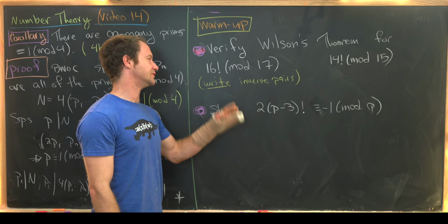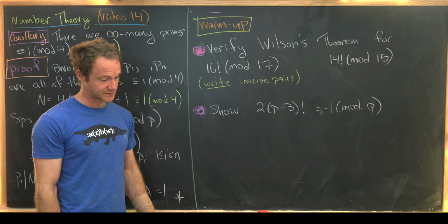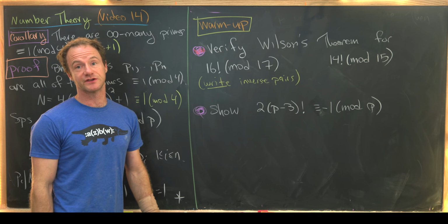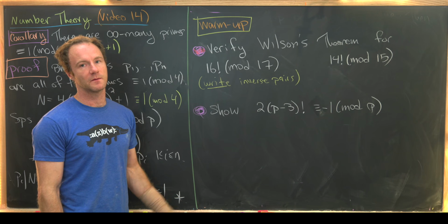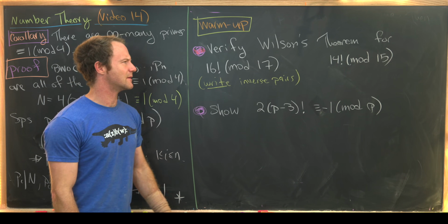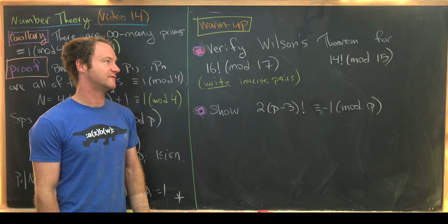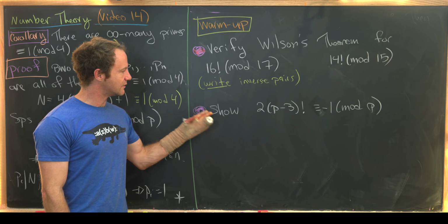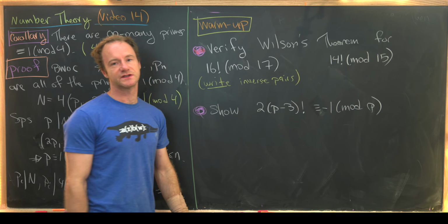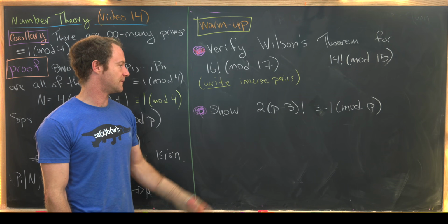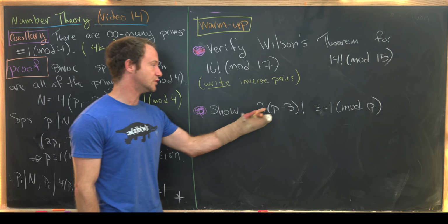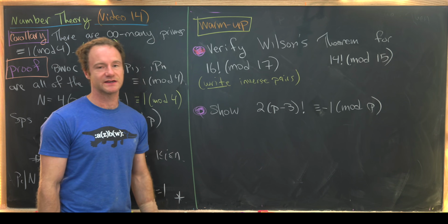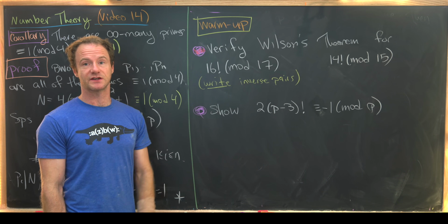But what I want you to do is write this in terms of inverse pairs to really exercise your mind to understand that proof of Wilson's theorem well. And again, let's look at maybe 14 factorial mod 15 for the non-prime case. Then finally, we've got this kind of variant of Wilson's theorem, which is nice to prove as well. And that is, show that 2 times (P minus 3) factorial is congruent to -1 mod P. And that's a good place to stop.